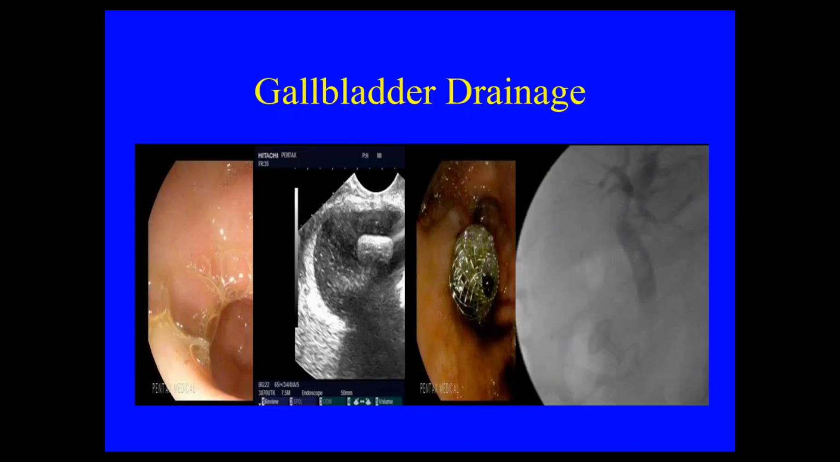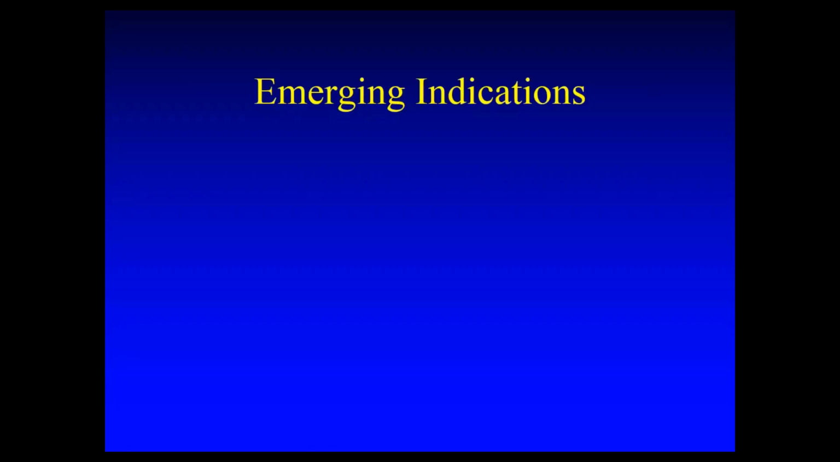And here you can see, finally, the lumen-apposing stent going from the stomach into the gallbladder. The patient did well. As you can see here, because of the age of the patient, this stent, unlike the previous ones, was not going to be removed. This was going to be staying inside of her for the rest of her life.